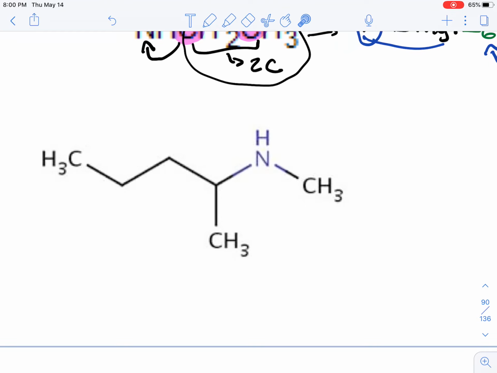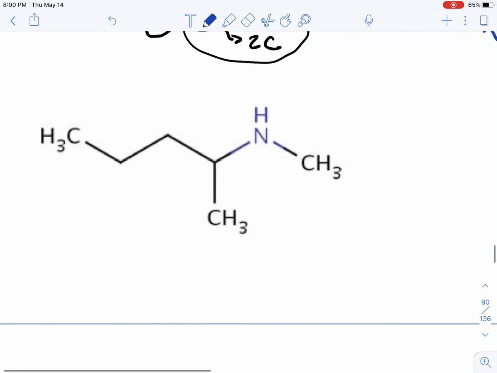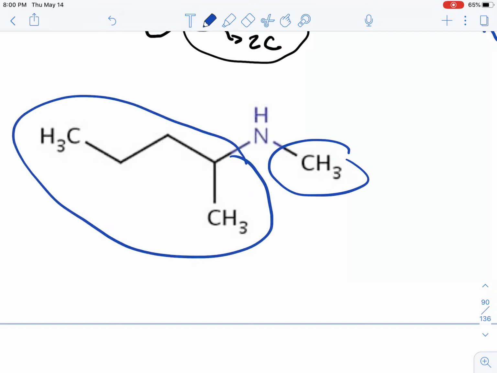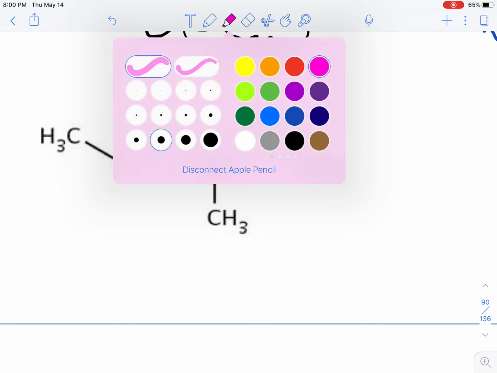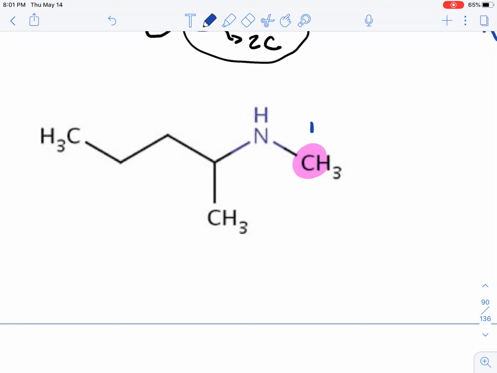All right, so let's go ahead and look at our last example. So here we have this specific compound. We can tell that it's a secondary amine because it's covalently bonded to 1, 2 R groups. And so we want to identify the longest carbon chain. So here we have a one carbon compound. It's probably not going to be our longest carbon. And so since it's attached to the nitrogen, we're going to say N-methyl.